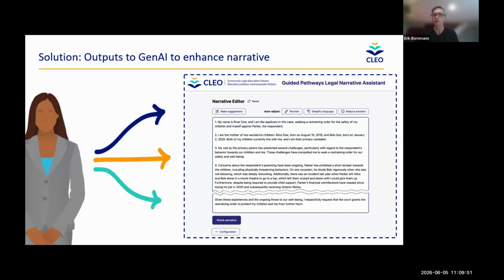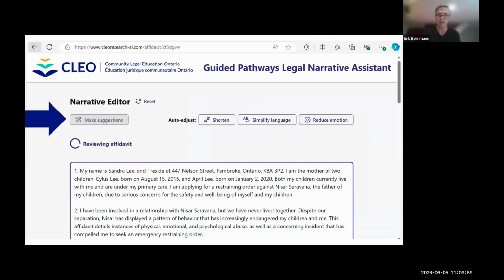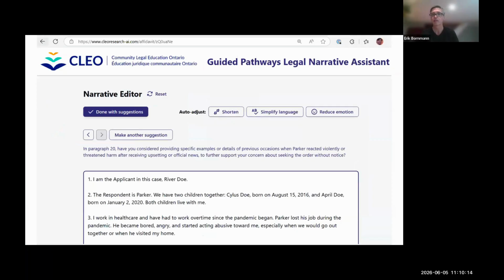It's a problem we thought Gen AI can solve by improving the narratives outputted by our guided pathways, and we found that it can. In addition to improving guided pathway outputs, early experiments found that Gen AI can help improve narratives by making suggestions by way of questions to address gaps or weaknesses. For instance, when asking for a family law restraining order, where a user generally states that there's a history of physical abuse, the narrative assistant might prompt for missing detail by asking, can you provide specific examples of these incidents?